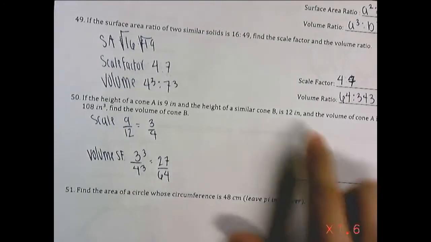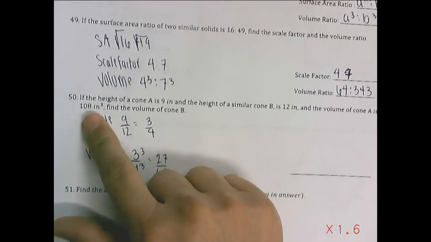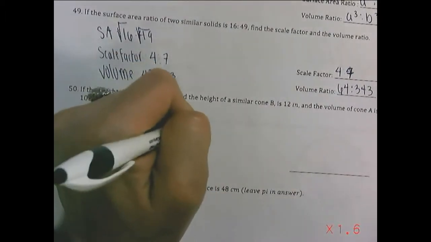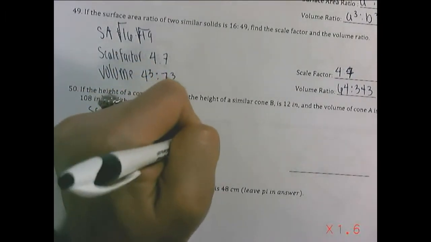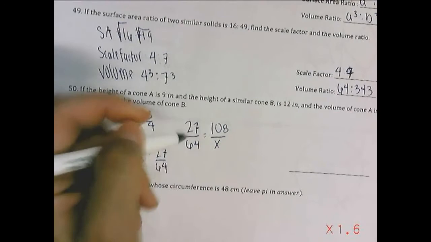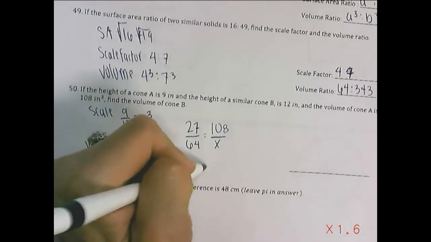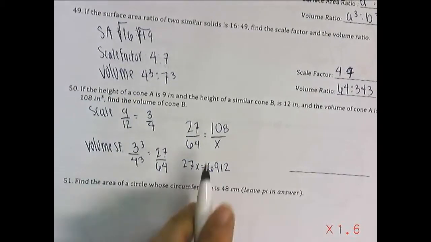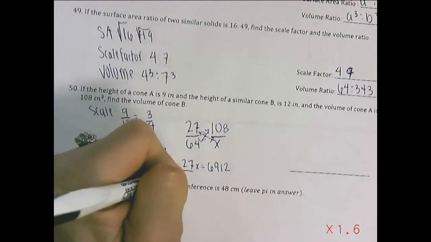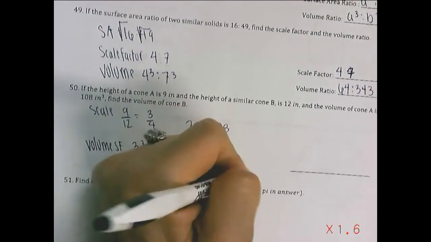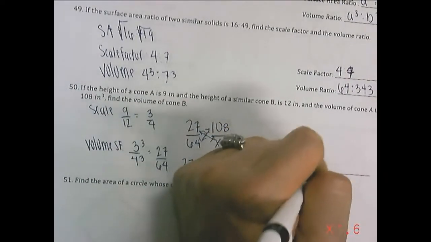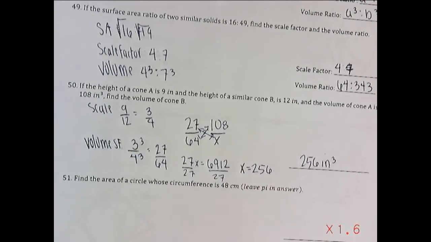Well, I'm trying to find, using proportions, the volume of cone B. So I'm going to set up my proportion, 27 over 64, and set it equal to 108 over x, that volume I'm trying to find. I'm going to cross multiply and get 27x equals 6,912. When I cross multiply, meaning I multiplied these two by each other, and then I'll divide by 27, and I'll get x equals 256. All right, 256 inches cubed is my answer.